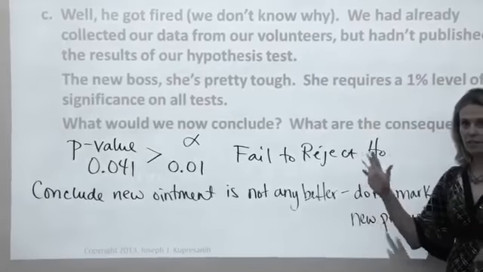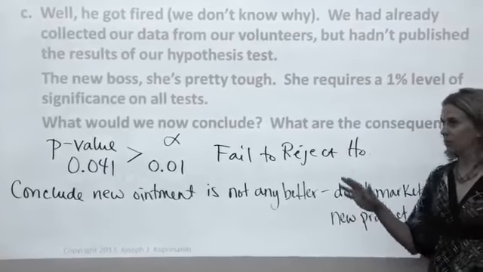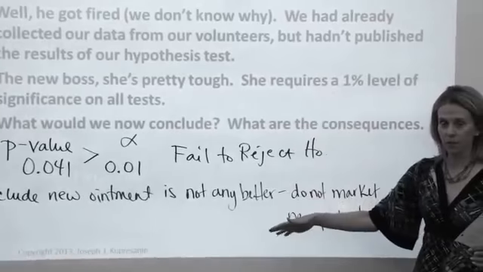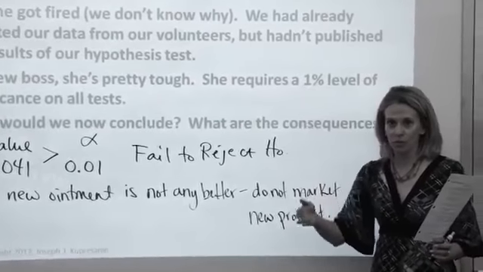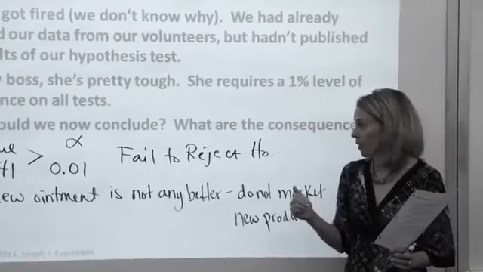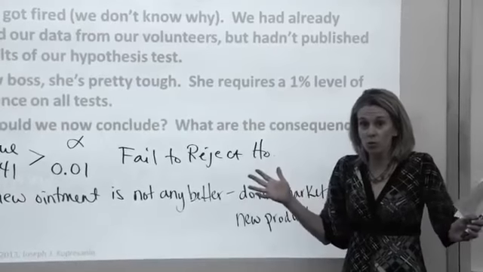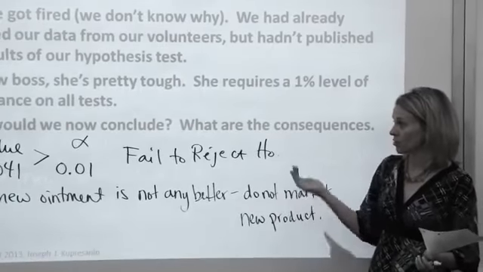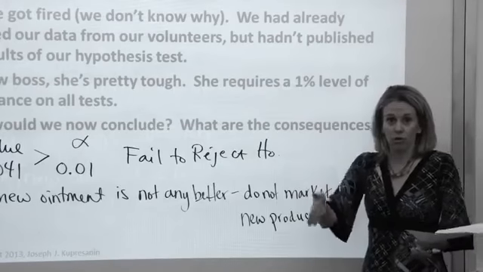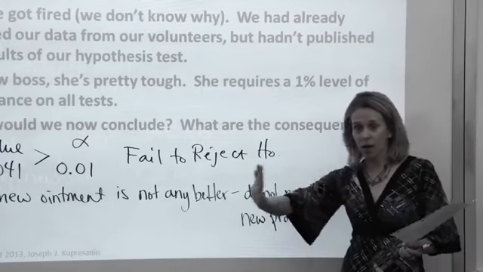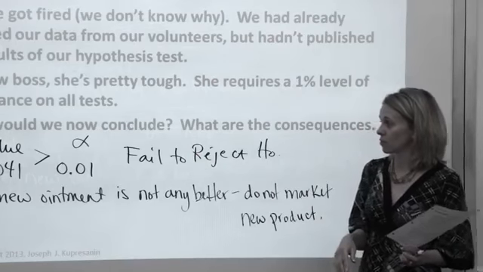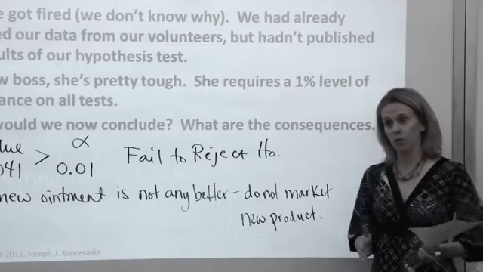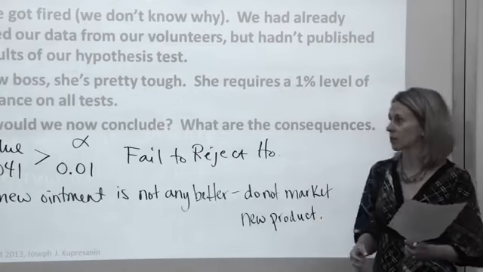Don't forget, this is the same data. We didn't do anything differently in Part B than we did in Part C. It's just what type of standard are you setting your hypothesis test to? How unusual of a result do you need to see in order to draw that conclusion? So your new boss just had stricter standards. She said anything less than 1% is unusual, whereas your previous boss had said, if it's under 5%, that's unusual enough.